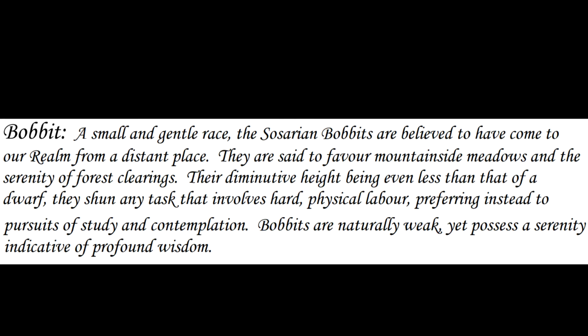And finally, we have Bobbit. Bobbit, a small and gentle race. The Sosarian Bobbits are believed to have come to our realm from a distant place. They are said to favor mountainside meadows and the serenity of forest clearings. Their diminutive height being even less than that of a dwarf, they shun any task which involves hard physical labor, preferring instead pursuits of study and contemplation. Bobbits are naturally weak, yet possess a serenity indicative of profound wisdom.